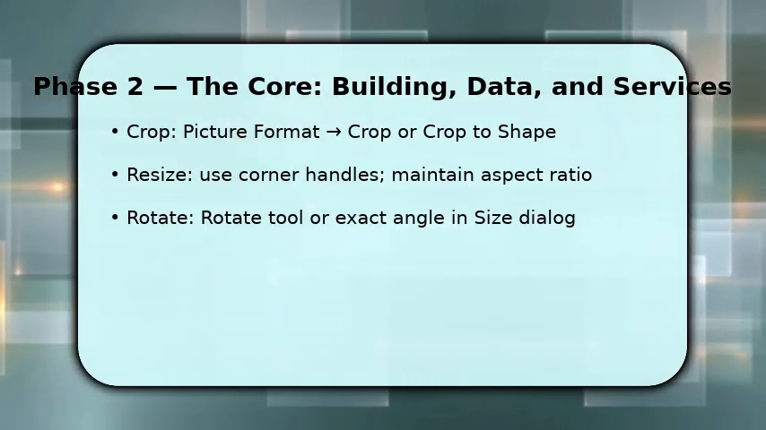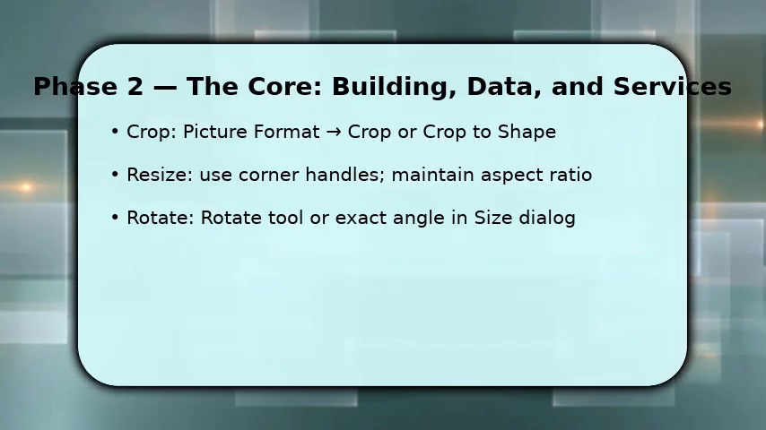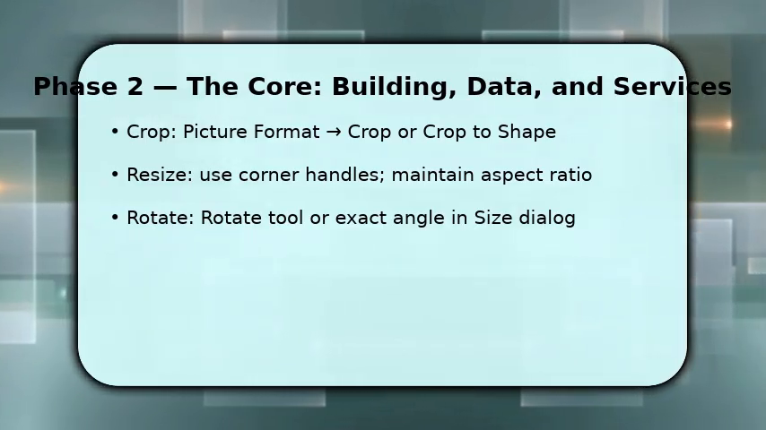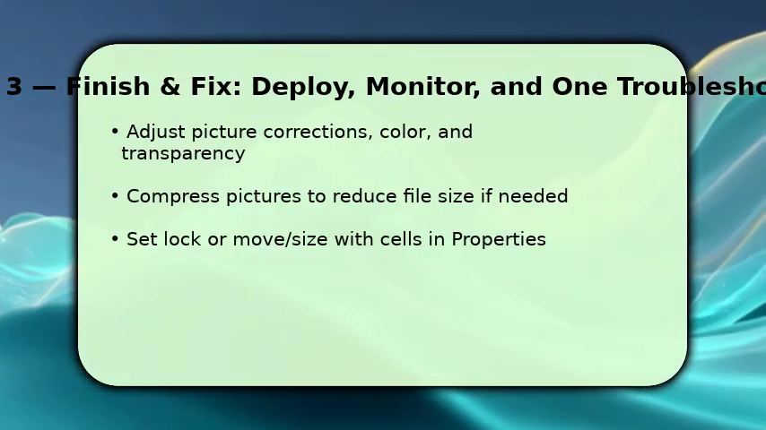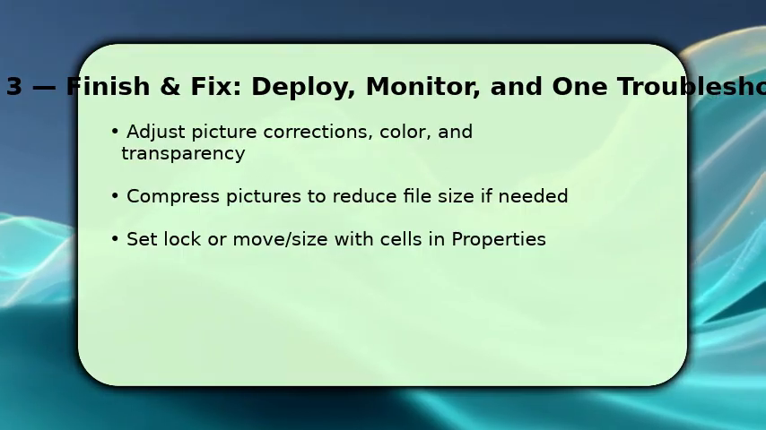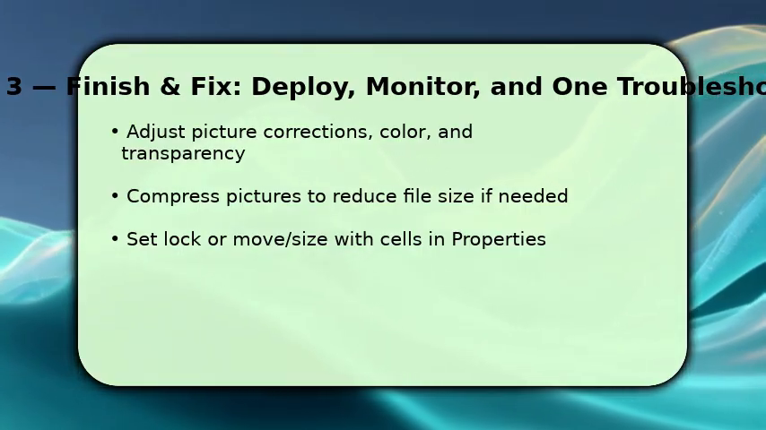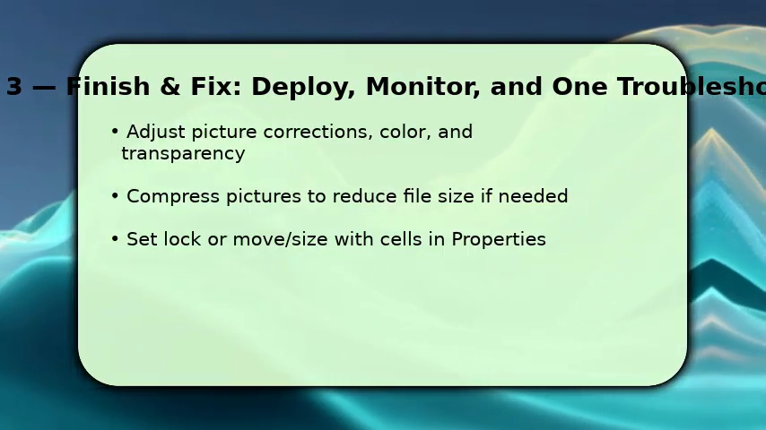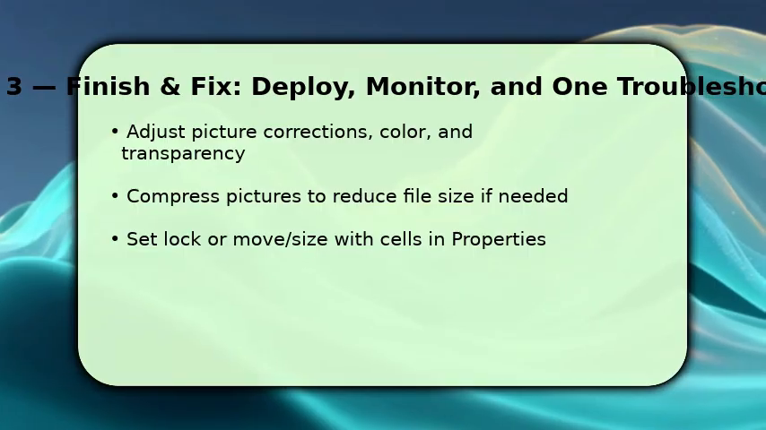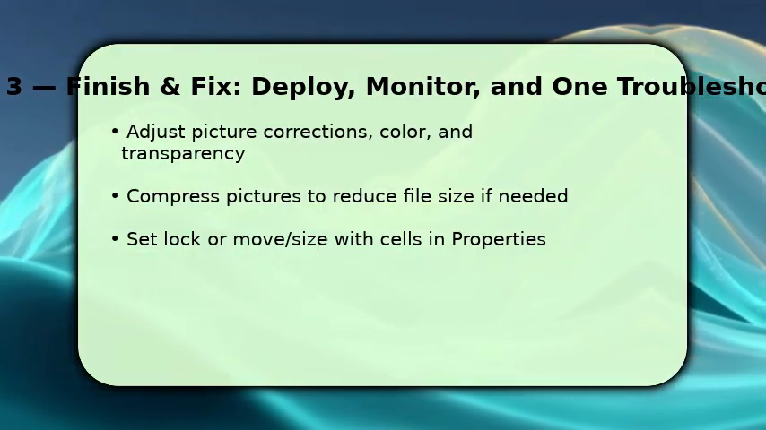Rotate with the Rotate handle or enter an angle. Once done, check alignment against cell grid and nudge with arrow keys for pixel-like control. Finally, apply corrections and finalize placement. Use corrections and color to fix brightness, contrast, and color cast, and adjust transparency for overlays. Once satisfied, compress pictures to lower file size, select quality and apply to this picture or all.